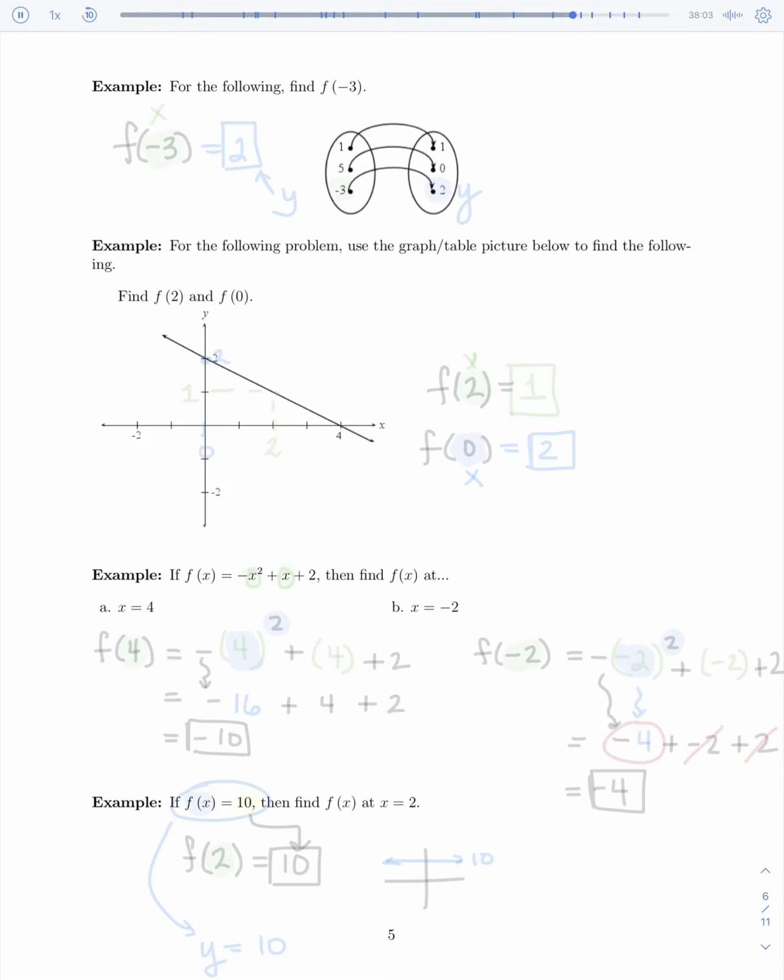So for all of these, we're going to either be given the x, plug it in, and find the y, or we're going to be given the y and go backwards and find the x. Let's take a look at the next one.